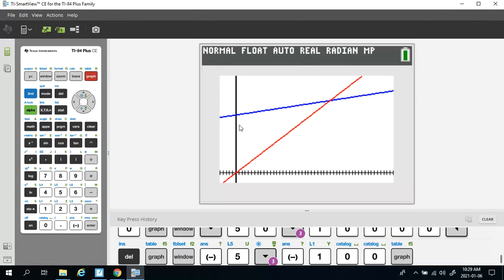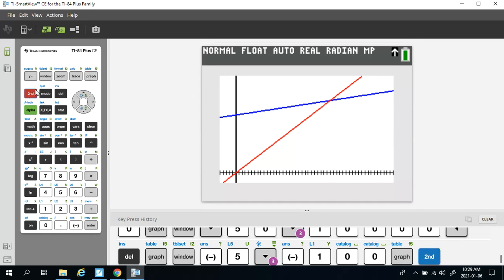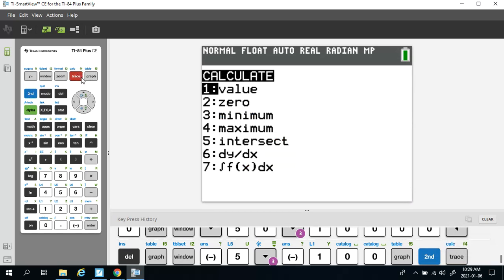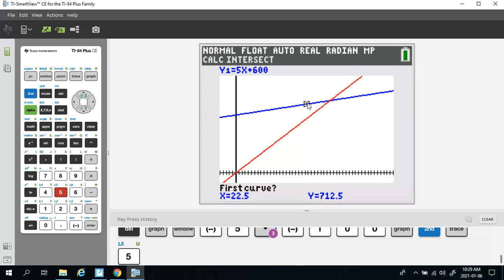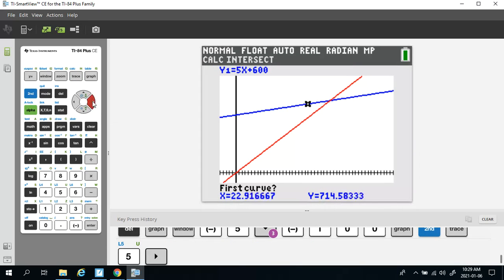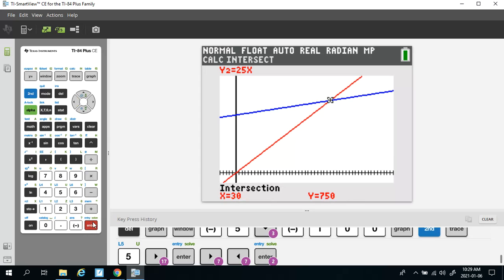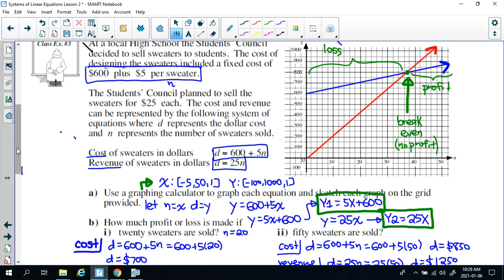Now, we already have my lines plotted in here, so the function I'm going to use to figure out the intersection point is second, then trace, which will access calculations, and then number 5 for intersect. Take the cursor and get it as close to the intersection point as you can. Bring this one over here, hit enter, and then on the second line, again, get that cursor as close to the intersection point as you can, hit enter, guess the solution, and what it tells me is that the intersection point is x is 30, y is 750. So let's go back here and write that now.